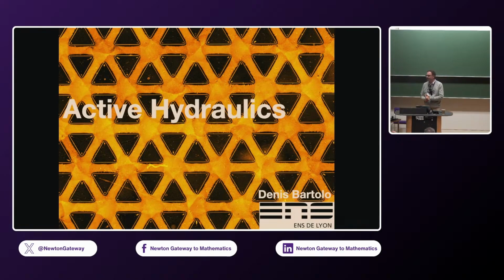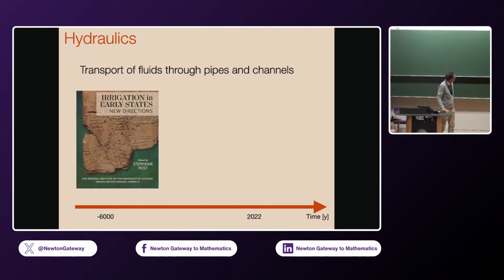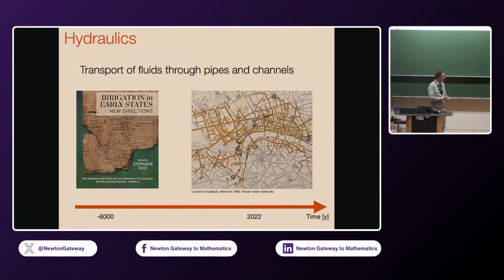Okay, good. So today I would like to tell you a little bit about active hydraulics. To make sure that we're on the same page, I would just like to say a few words about conventional hydraulics. I guess we would all agree that hydraulics is one of the oldest branches of engineering. It was probably invented 8,000 years ago by the ancient civilizations of Mesopotamia and Egypt when they devised the first irrigation systems. And hydraulics is still very useful for the development of our modern societies. I'm just showing you here the map of the hydraulic network for the power water network in London as it was in the 60s.